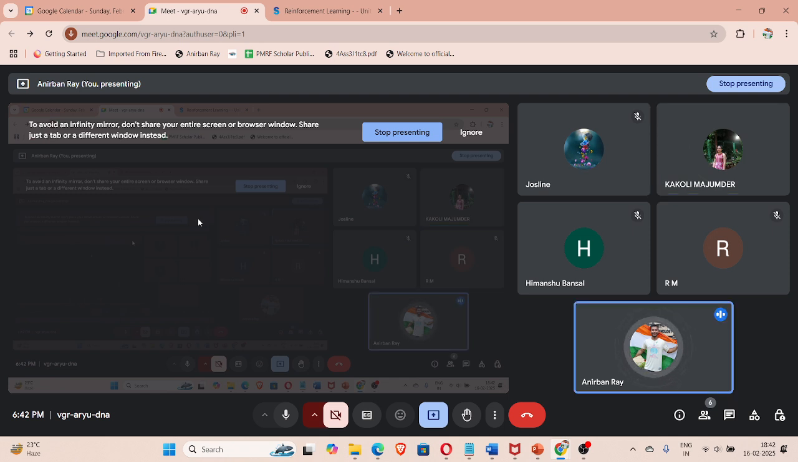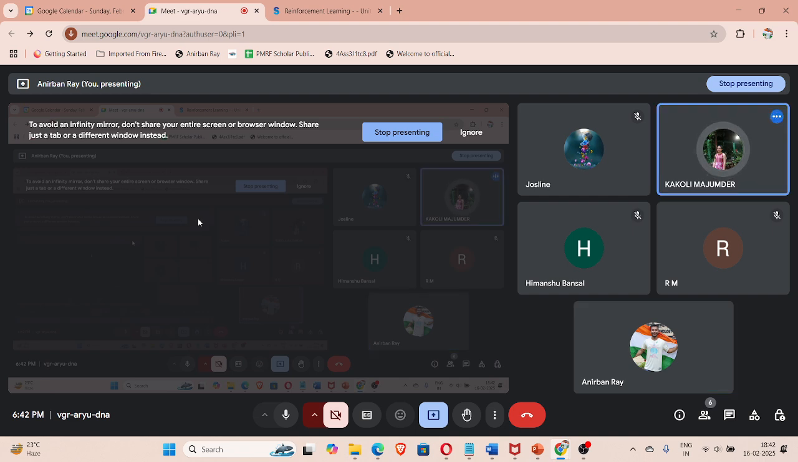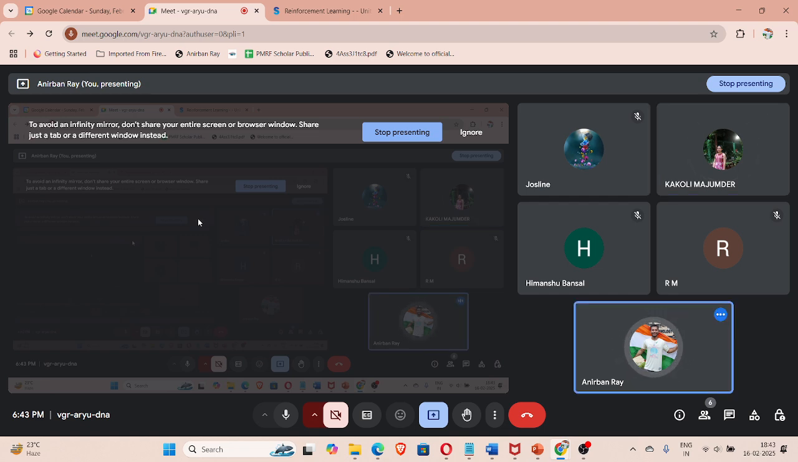Kaggle challenges are there, so you can solve them. These concepts will be used. You have to code and solve the problem, and the dataset will be given. Kaggle machine learning. Kaggle is the website name.